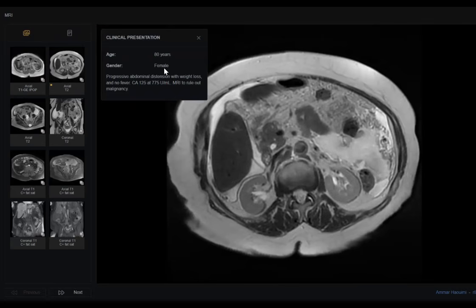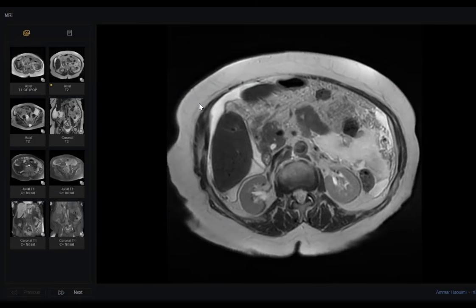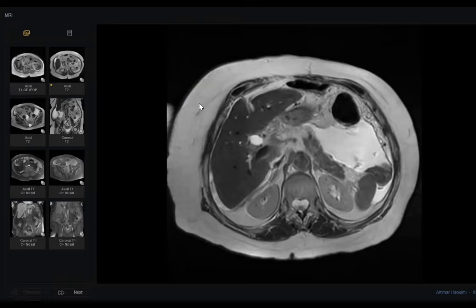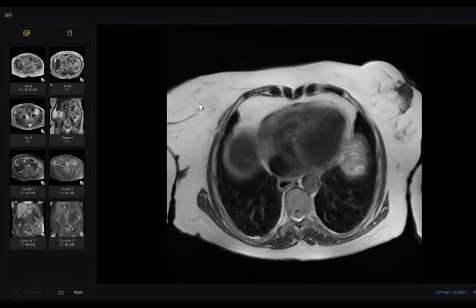An 8-year-old female patient complaining of abdominal distension and weight loss, no fever. MRI done to rule out malignancy.